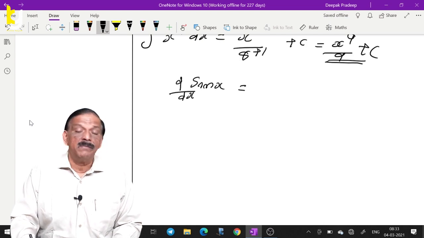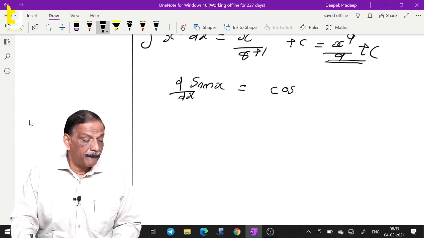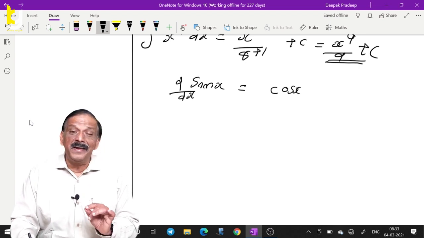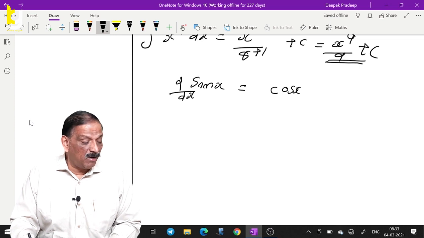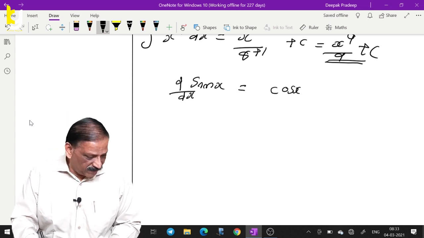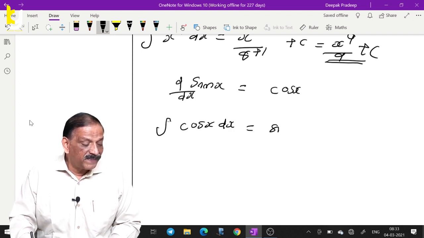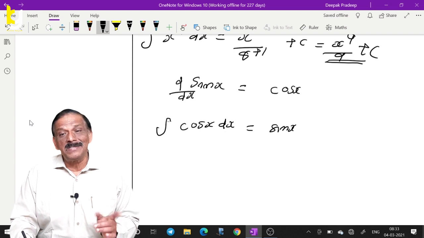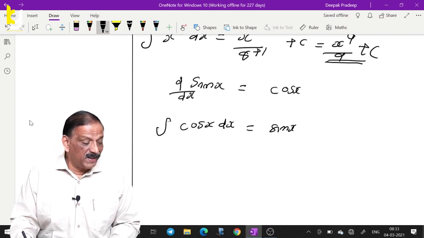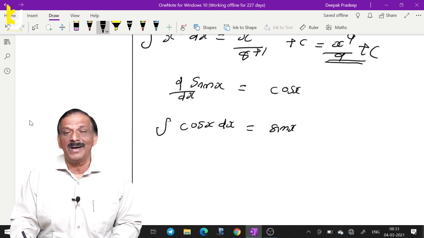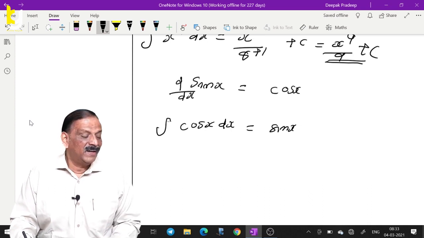That we know, d by dx of sin x equal to cos x. We had already studied. Now we are going to study integration of cos x. So integral cos x dx is equal to sin x, because d by dx of sin x equal to cos x. So integral cos x dx equal to sin x. So next formula we got.